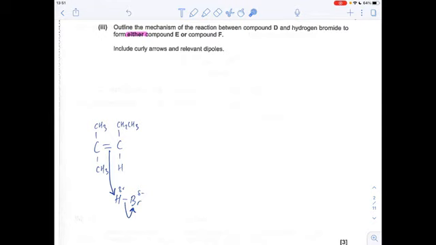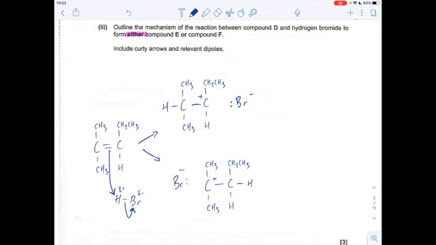So just be careful. This curly arrow's got to start from the bond, and this curly arrow's got to start from the middle of the bond. Okay, so there's my two carbocations. To finish the mechanism off, I just need to take a curly arrow from this lone pair on the Br minus ion onto that positively charged carbon, likewise for this one. So I'll just draw the products up now.